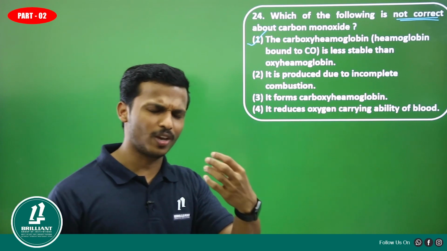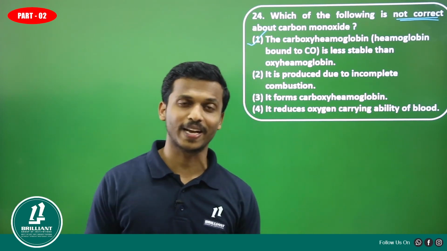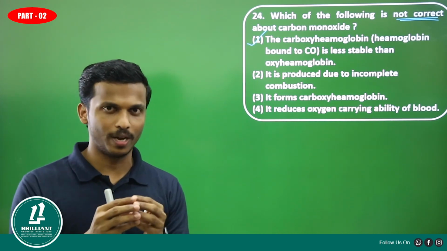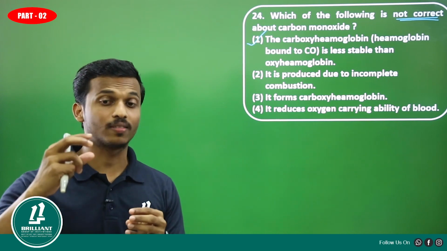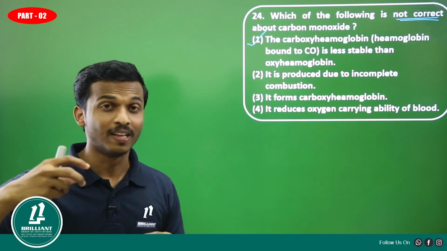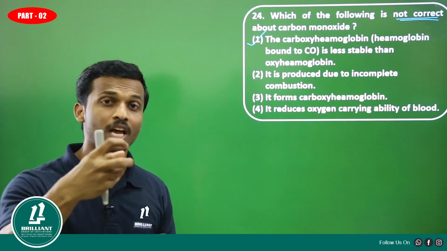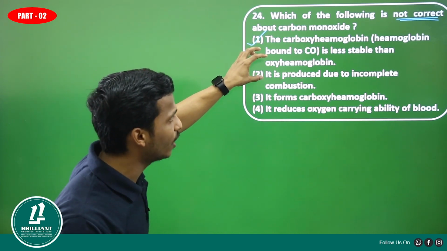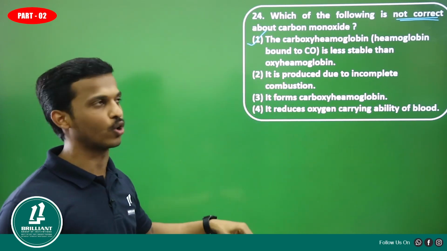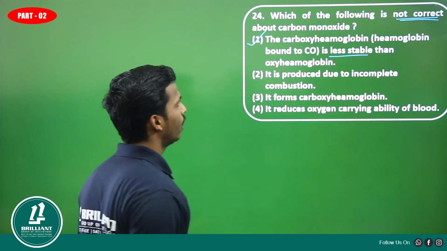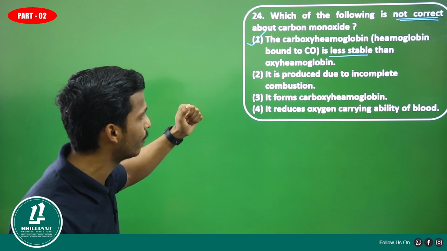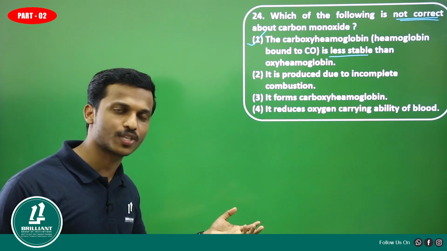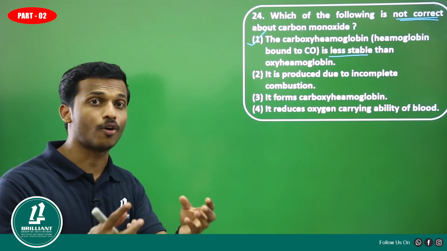Why is it so? That is specifically given in your NCERT textbook. Hemoglobin combined with oxygen gives oxyhemoglobin, but carbon monoxide has 300 times more affinity towards hemoglobin than oxygen. So we can say that carboxyhemoglobin is more stable than oxyhemoglobin. They have given less stable, that's wrong. Let's check the other option. The second option says it is produced due to incomplete combustion. Yes or no? Carbon monoxide is produced by the incomplete combustion of carbon compounds.